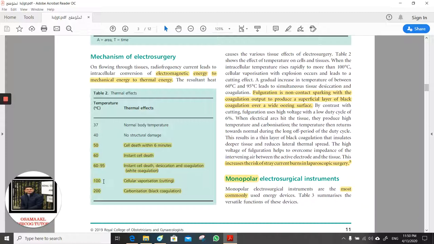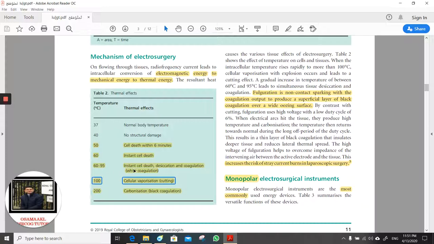More than this, it becomes 100. At 100, we know that 100 degrees is the degree of evaporation or vaporization. When vaporization occurs, the tissue will be cut. So it's a cutting effect. More than this, which is not desired, you will find black coagulation, which we don't want. So maximum we want 100 to cut. Coagulation 60 to 95. Okay.